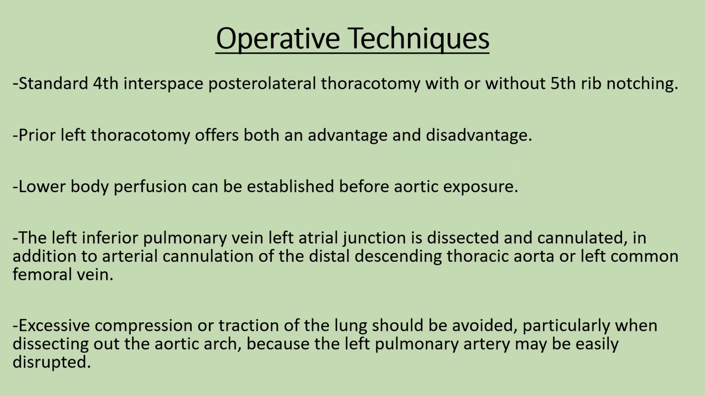So, depending on the stability of the patient, the left inferior pulmonary vein, left atrial junction is dissected and cannulated, in addition to arterial cannulation of the distal descending thoracic aorta or left common carotid. Excessive compression or traction on the lung should be avoided, particularly when dissecting out the aortic arch, because the left pulmonary artery may be easily disrupted.